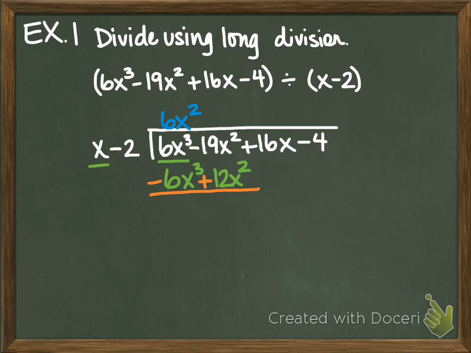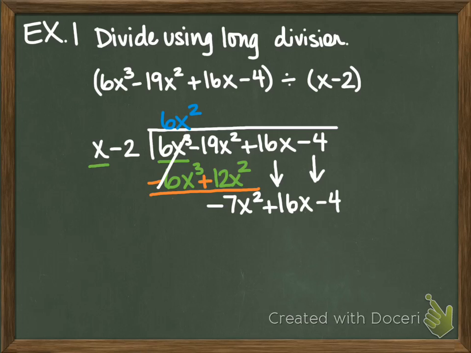So again, you're going to notice that your first term is going to cancel out. That should always happen if you're doing this correctly. So the x cubes cancel. Negative 19x squared plus 12x squared is negative 7x squared. I'm going to bring all the terms down, not just the 16x. I'm going to bring everything down.